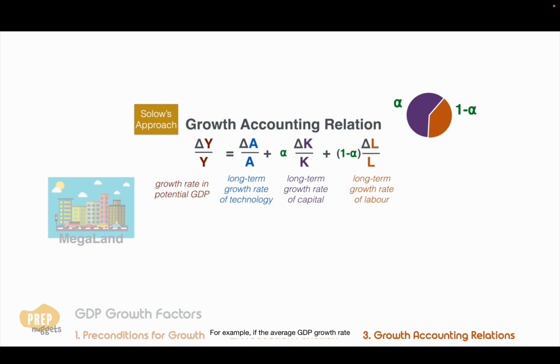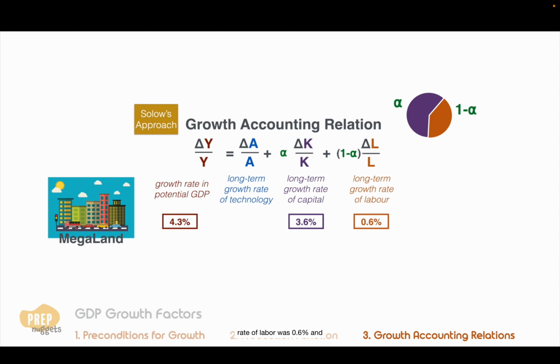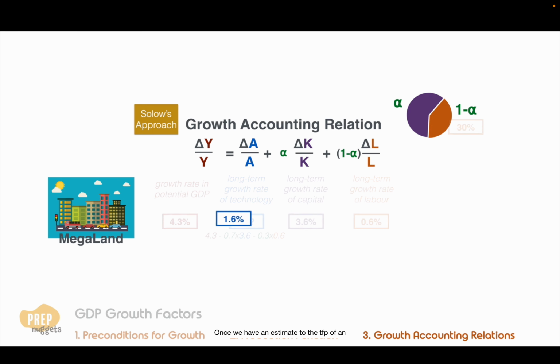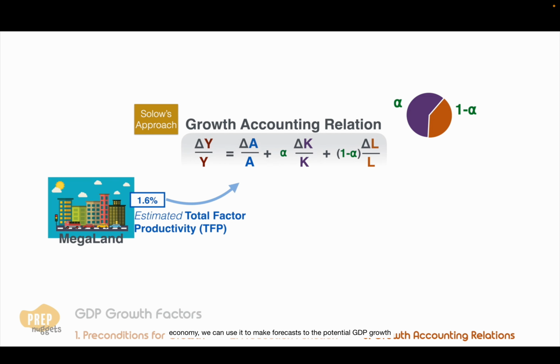For example, if the average GDP growth rate for Megaland in the past 10 years is 4.3%, the growth rate of capital was 3.6%, growth rate of labour was 0.6%, and 30% of national income goes to the labour force, can you estimate the long-term growth of technology for Megaland? Pause for a while to work it out. You should get 1.6%. Once we have an estimate to the TFP of an economy, we can use it to make forecasts of the potential GDP growth in the future using the same equation.